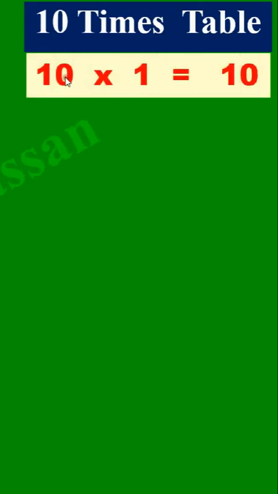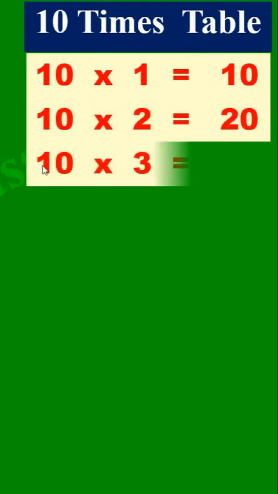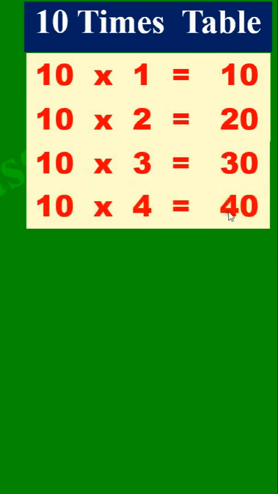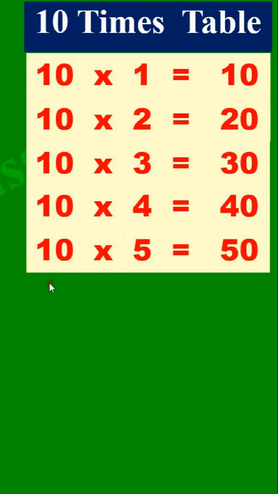10 times table. 10 times 1 is equal to 10. 10 times 2 is equal to 20. 10 times 3 is equal to 30. 10 times 4 is equal to 40. 10 times 5 is equal to 50.